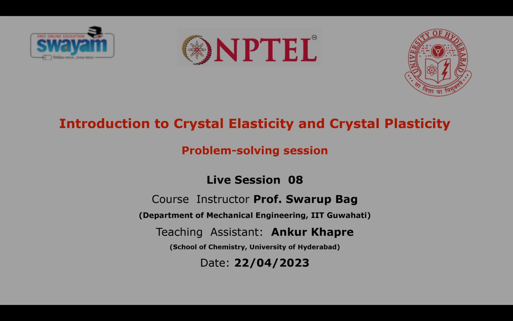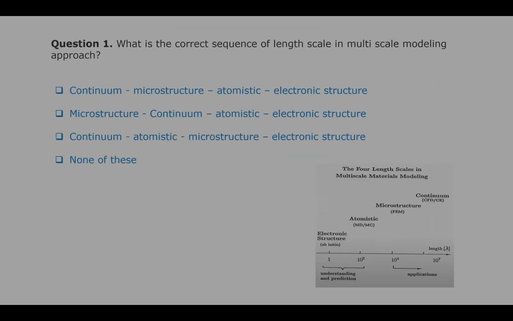So we'll start with question number one. What is the correct sequence of length scale in multi-scale modeling approach? This question is straightforward, as the professor already mentioned in the class. The four length scales in multi-scale materials modeling are continuum, microstructure, atomistic, and electronic structure. You can follow the hierarchy level from continuum to electronic structure.